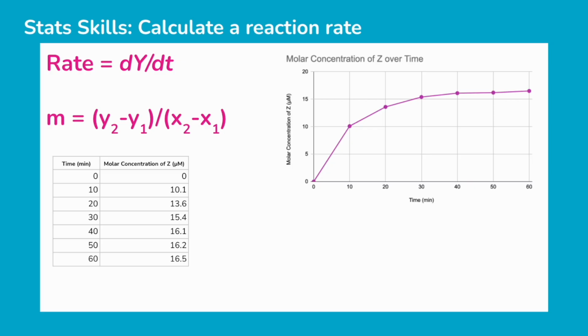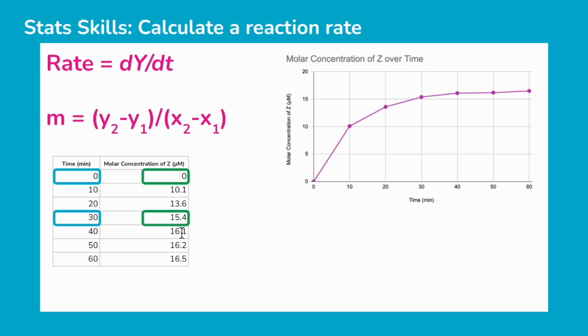So then we might be asked to calculate the rate of this reaction in a particular time period. So let's say we've graphed our data, now we want to calculate the rate of the reaction from time period 0 to 30 minutes. So let's start by looking at our time period. It's starting at 0 and going all the way up to 30 minutes. And then we're looking at the change in molar concentration. So that starts at 0 as well, and that goes all the way up to 15.4 micromolar.